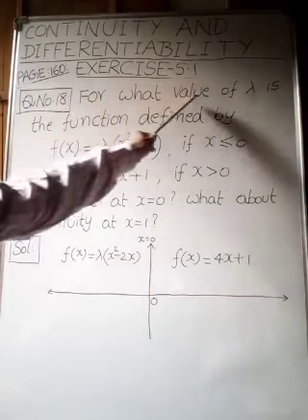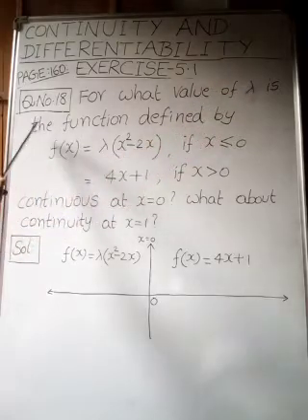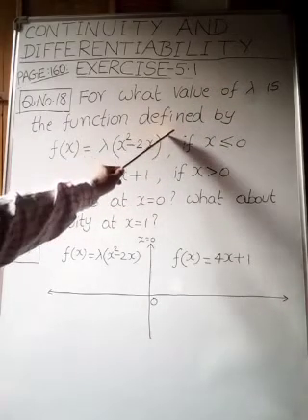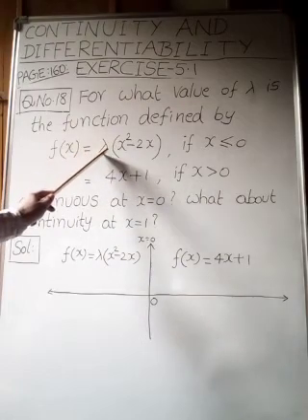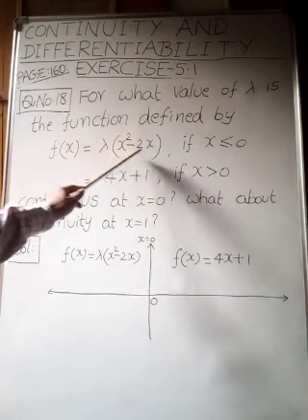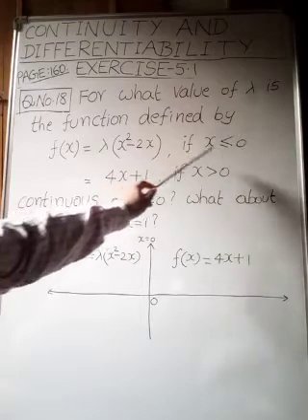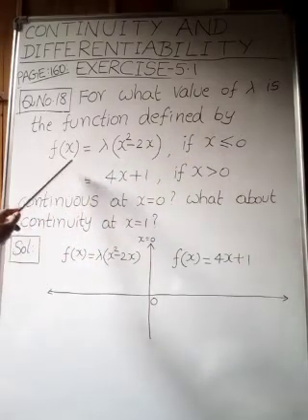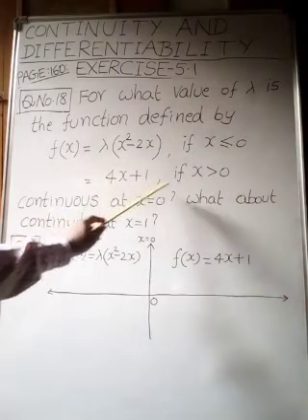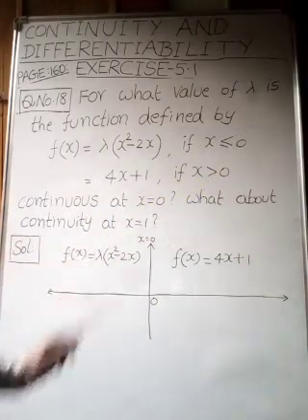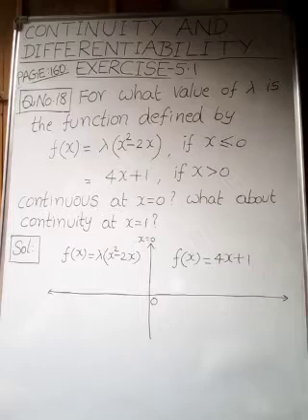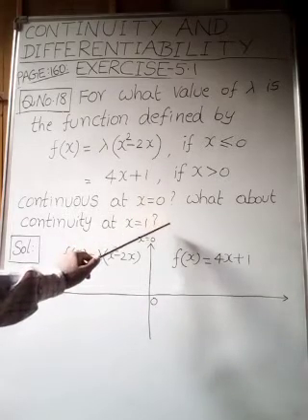For what value of lambda is the function defined by f of x is equal to lambda of x square minus 2x if x is less than or equal to 0, f of x is equal to 4x plus 1 if x is greater than 0, continuous at x is equal to 0. Understood this question, my dear children?